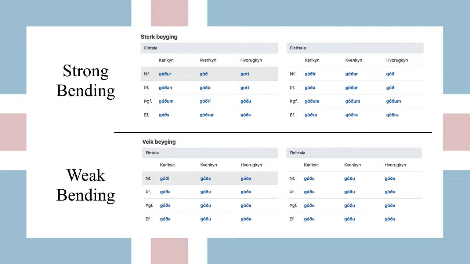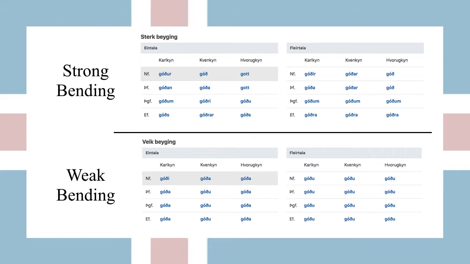So for the strong bendings, we have all of those different forms, which are 24 in total. And for the weak bendings, we also have all those forms, which are 24 in total. For every strong adjective, there is a corresponding weak adjective. So this raises the question, when do we use the strong bending and when do we use the weak bending when we're speaking or writing?